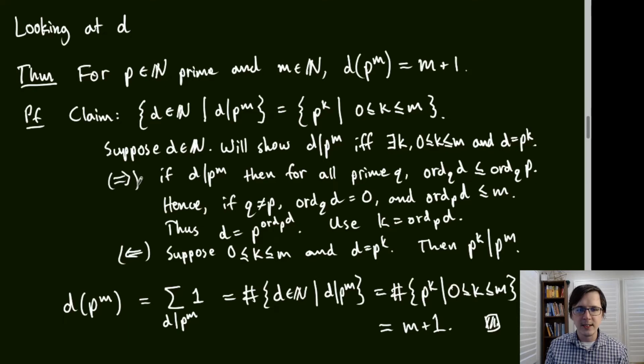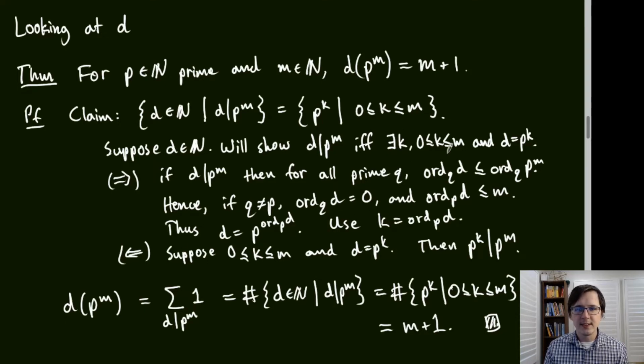So for the forward direction, we assume that d divides p to the m. Then one observation is that for every prime q, because we have this divisibility, ORD q of d is less than or equal to ORD q of p to the m. So if q is not p, then ORD q of d equals 0, since ORD q of p to the m is 0 if the primes are different. And also, ORD p of d is less than or equal to m, because ORD p of p to the m is m. So what we have from this is that d is p to the ORD p of d, like that is the prime power factorization of d, and so we can use that ORD for k.